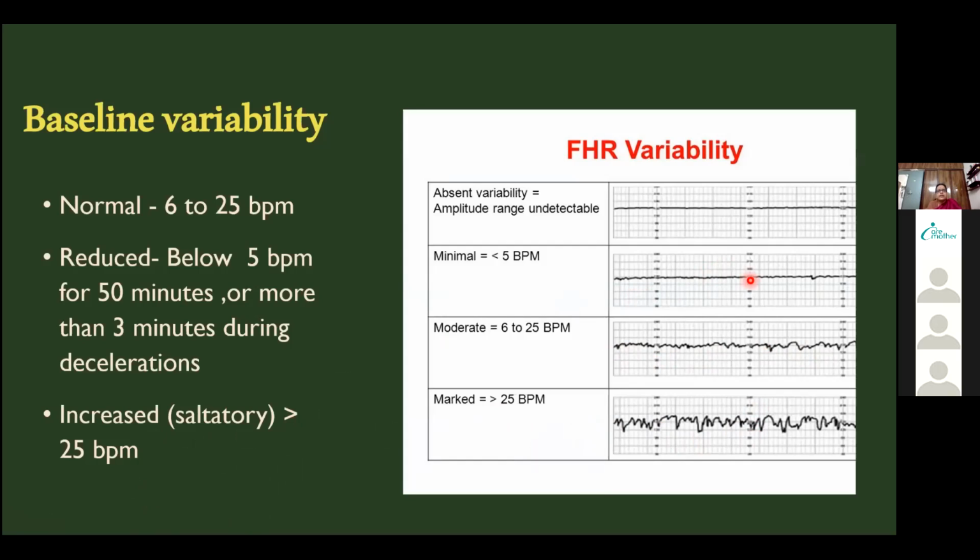Reduced variability can occur in a fetus which is sleeping. Up to 50 minutes, if the variability is reduced, you can wait and watch, but you have to repeat the CTG. In spite of that, if it remains reduced, you have to see what is wrong.